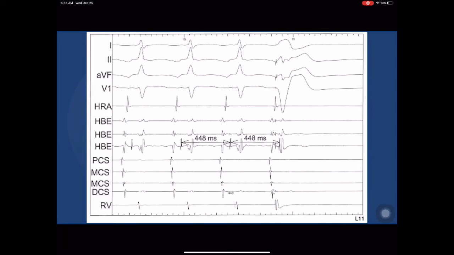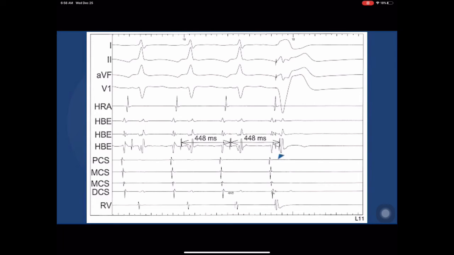And the reason is this. The His to His intervals are spot on regular, okay? You'll see this is the His. I know the PVC comes in early, but it does not change this His. This is an antegrade His, okay?